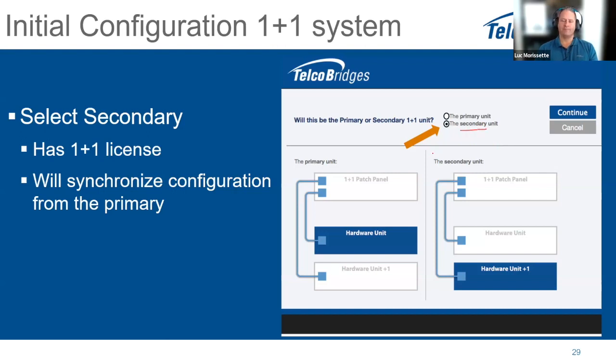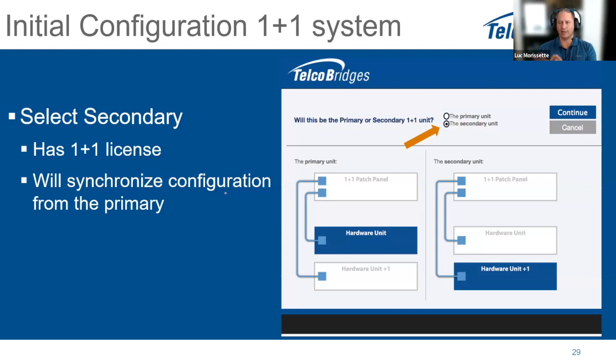So it's possible that this secondary unit has a special license. When you have a 1+1 system, the licenses are different on the two systems. The primary unit will have all the licenses required to run the system, but the secondary unit will have your 1+1 license to say, well, I need to be the same as what the primary unit is. Okay? And it will synchronize the configuration from the primary always.